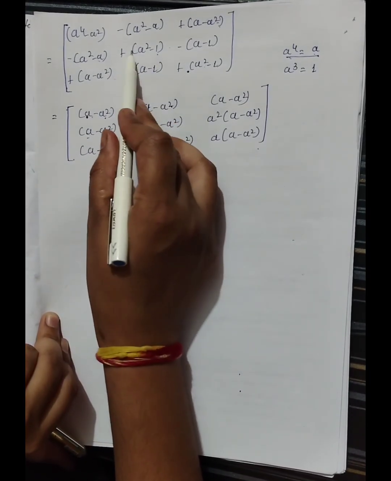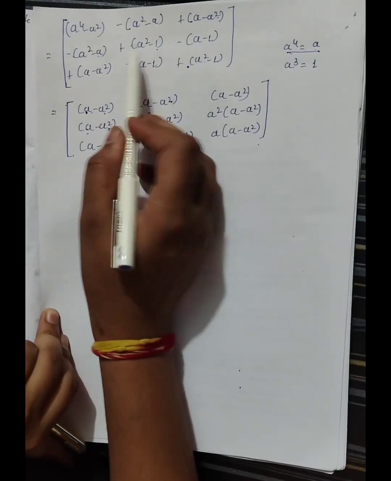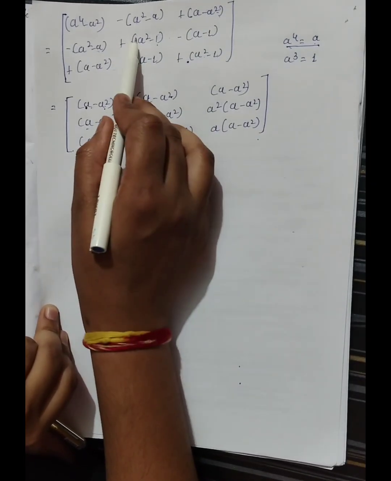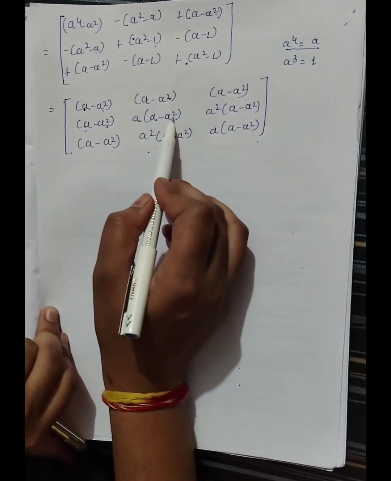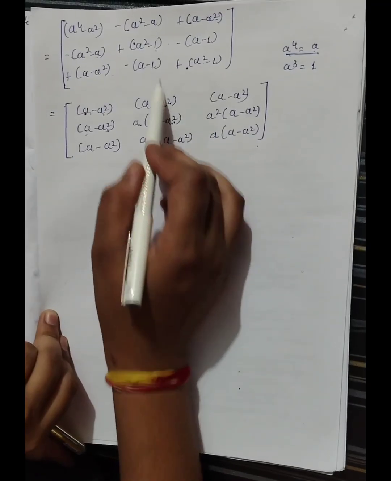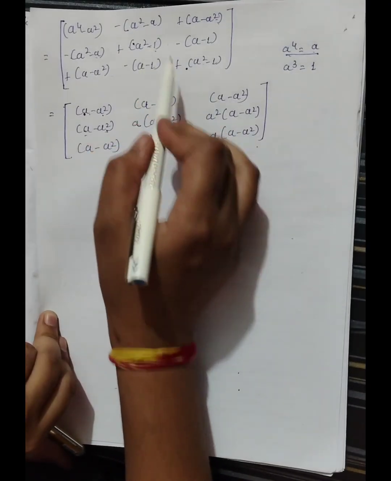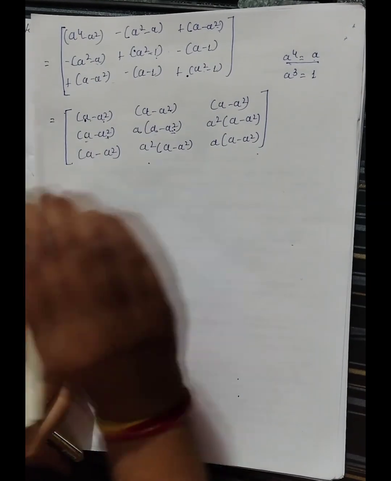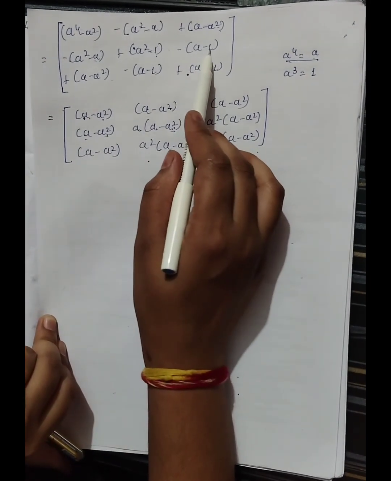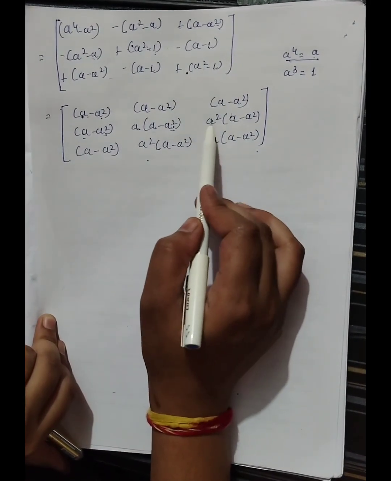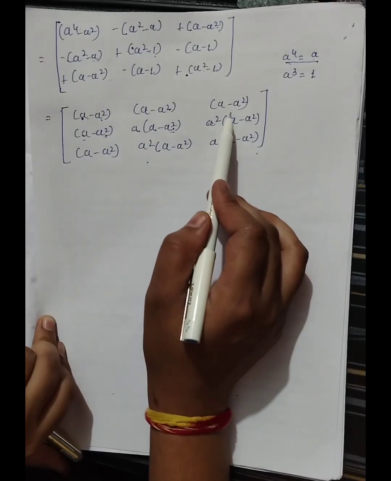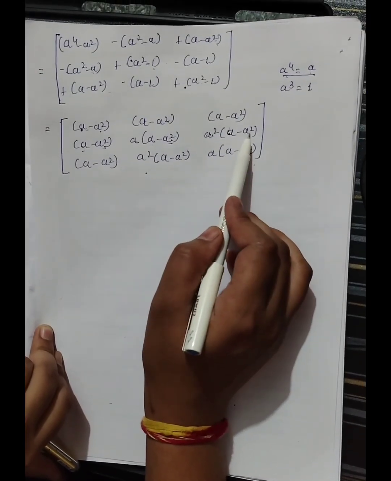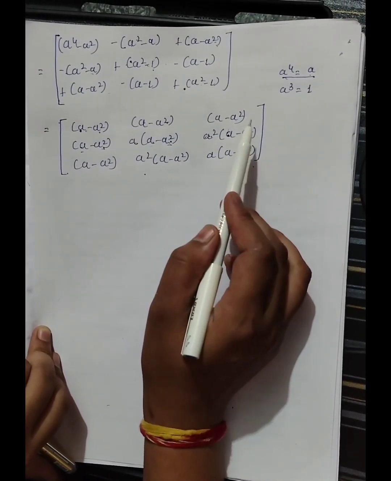I am multiplying a to it. See, if I multiply a to it, a into a square we will get again the same term. A into a square is nothing but a cube, and a cube is nothing but 1. We are getting the same term, but we are making it in the form of a minus a square, to take common. And again here a minus 1 is there, we are multiplying a square to it. A square into a is a cube, that is 1 we will get, and a square into a square is a power 4. A power 4 is nothing but a.